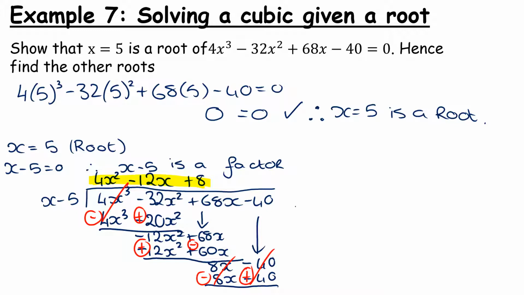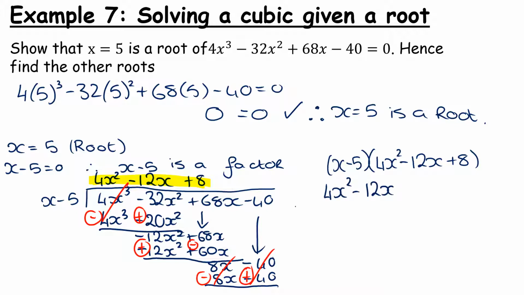So basically the polynomial we were given can be rewritten as x minus 5 multiplied by 4x squared minus 12x plus 8. However, although we have two factors, one of those factors, and it's really this one here, is actually a quadratic, so it could be factorized further. So let's work on factorizing this further.